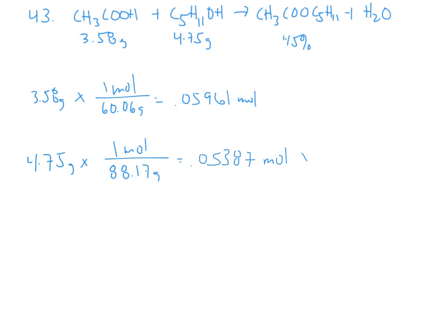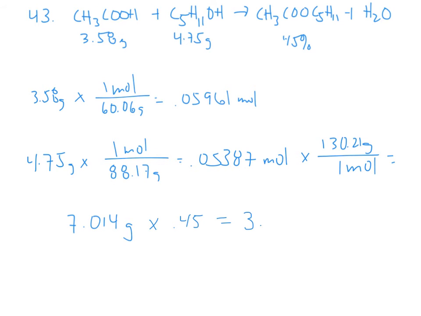So I could go ahead and find out what the yield should be if I figure out my molar mass for my ester that I've made. So with the molar mass of 130.21, my theoretical yield is 7.014 grams. So if that's my theoretical yield, and I know I'm going to get 45% of that, I can just multiply it by 0.45, and I should expect to have 3.16 grams of my ester.